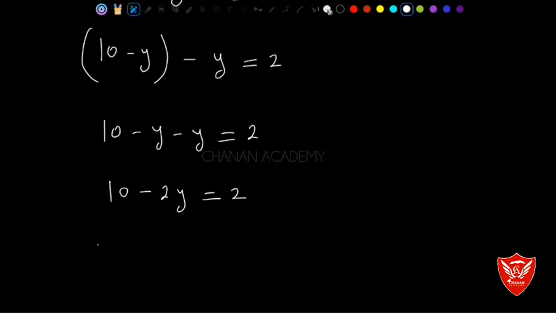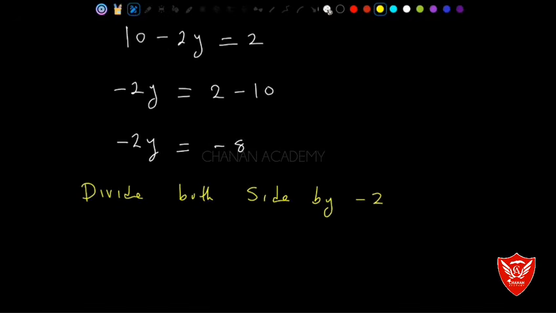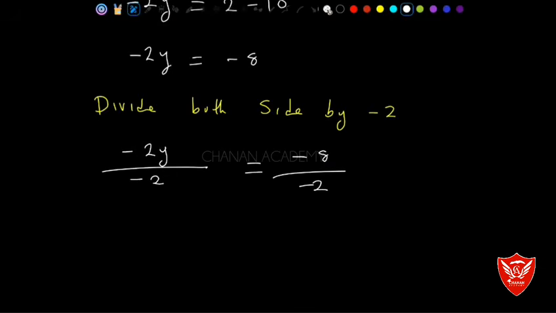When we simplify, we're going to have minus 2y equal to 2 minus 10. And this is going to give us minus 2y equal to minus 8. And now we're going to divide both sides by minus 2. So we're going to have minus 2y divided by minus 2 is equal to minus 8 divided by minus 2. Therefore, our y is equal to 4.